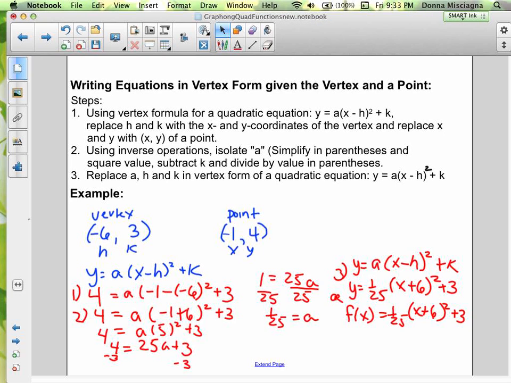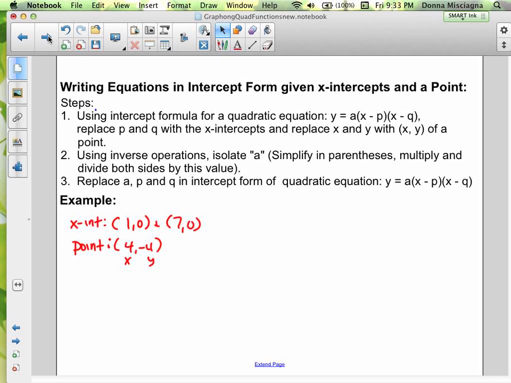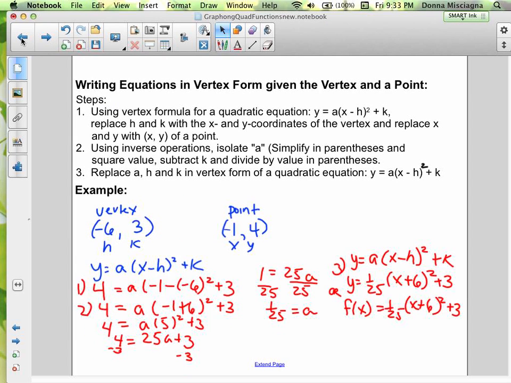So we wrote the equation of a parabola, given the vertex and a point in vertex form. Oh, and by the way, this was in your notes, so make sure you write that down, and if you need more time, just pause the tape.